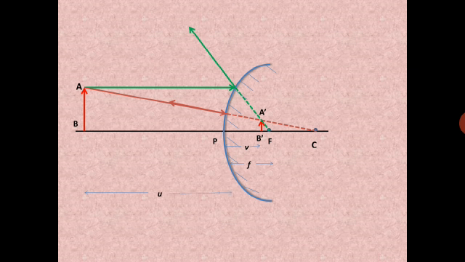So these are the steps in which we draw the ray diagram for convex mirror. Be careful, where the actual ray moves, we draw it by a solid line, and where we are extending the ray, which is an imaginary line, that is to be shown by a dotted line.